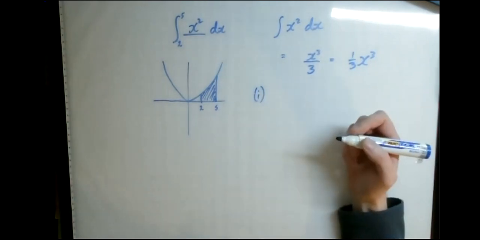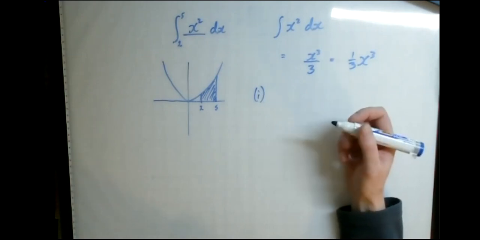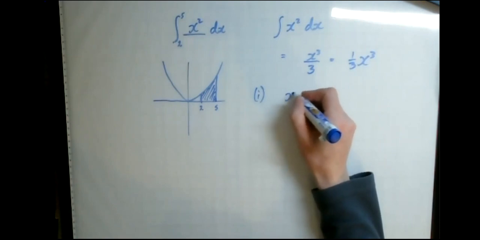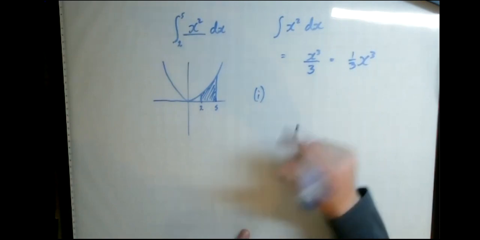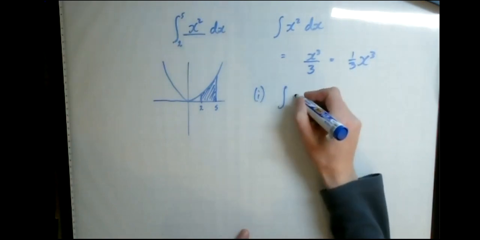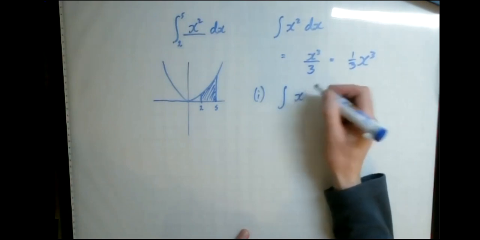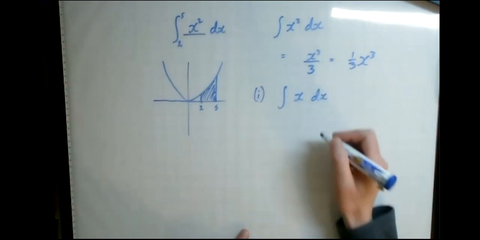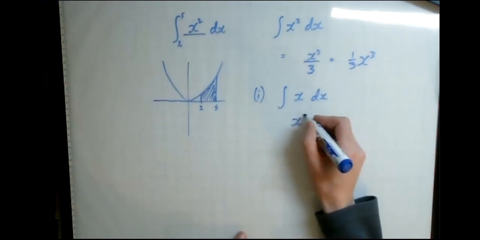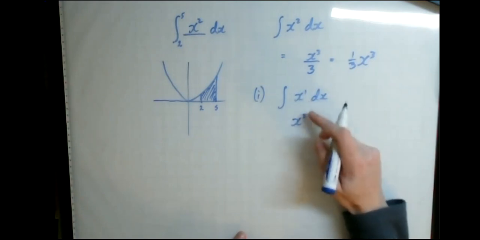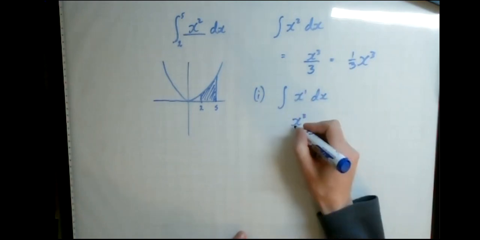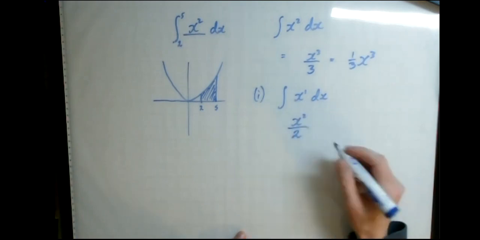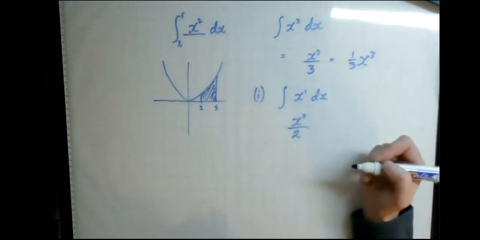List three functions whose antiderivative is x. So the antiderivative of x is x squared over 2. So we take the integration of x dx. Erase this in the formula: x to the power 1 plus 1 over 2, and so on, in the integration.